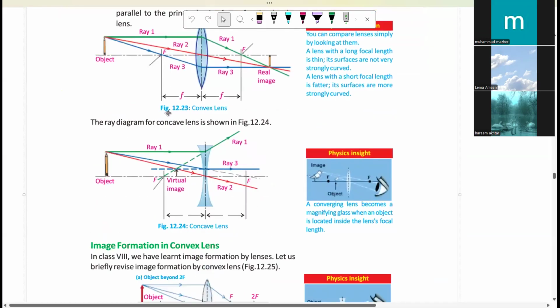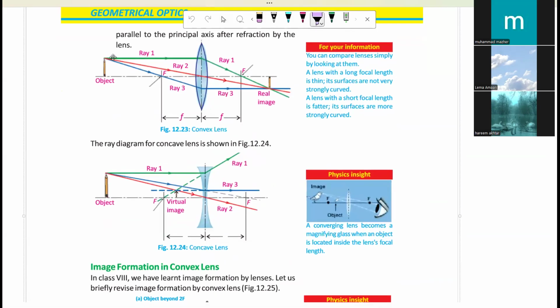Now this is from the other book, and here the diagrams are obviously better drawn. So you could see here parallel to principal axis passes through the focus, passes through the center, goes undeflected. And what was the third type of ray that we have, that passes through the focus point, becomes parallel to principal axis, and the image formed is like this. Same goes for the concave lens as well.